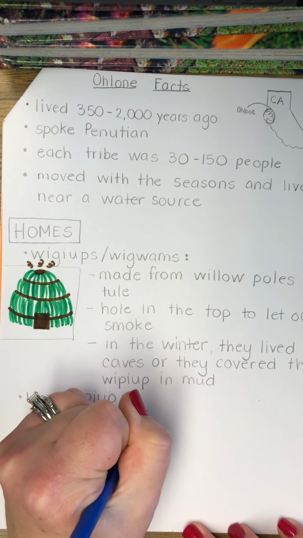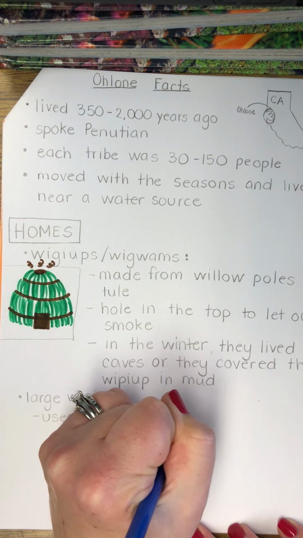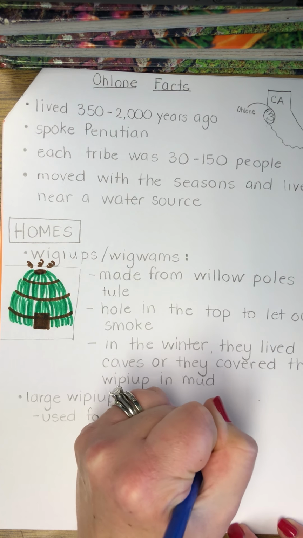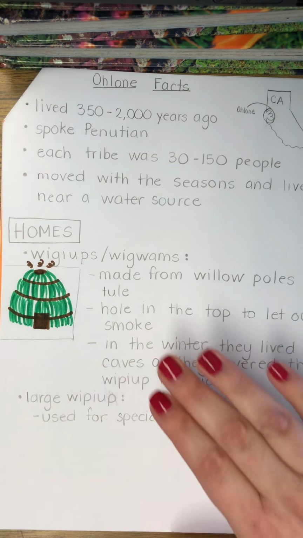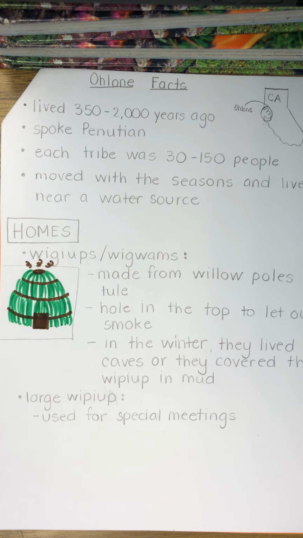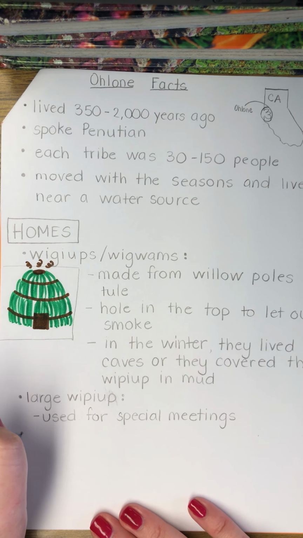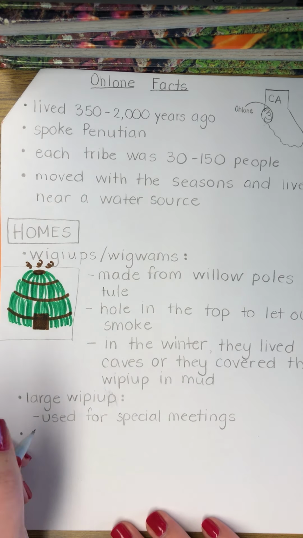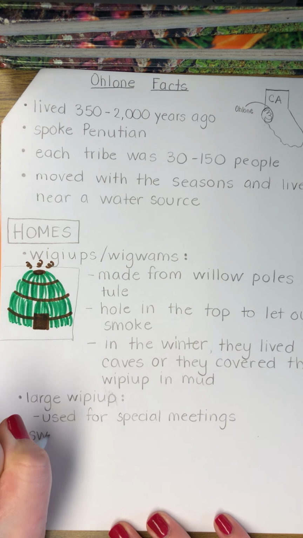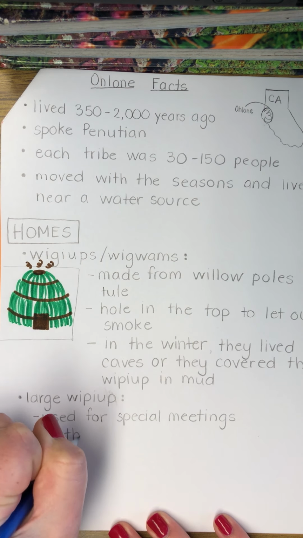Maybe if they wanted to gather the entire tribe, talk about where they were going to be moving to, or an issue, or have a holiday or a special occasion, they had a larger wiggyup to share the space with the whole tribe. Think of it like a multi-purpose room. All right, but they had one more type of home or shelter, and it was called a sweat house. So I'm going to add another little bullet point here, and I'm going to call this the sweat house.